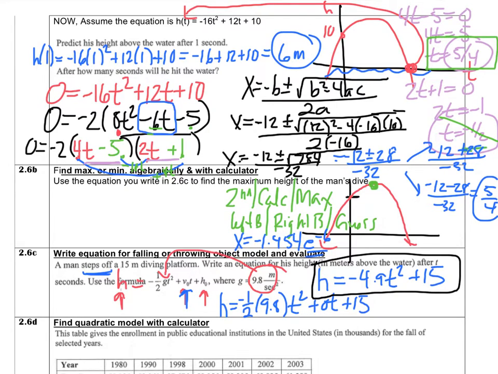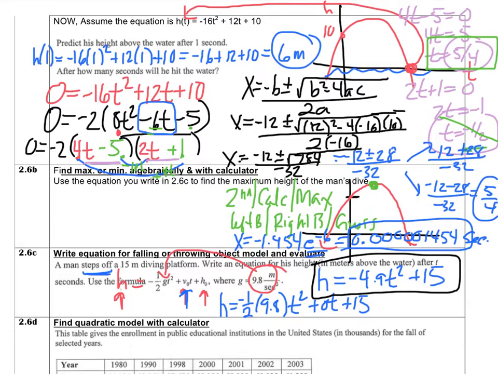So the actual answer here, the time, is going to be 0.000001454. So this is an incredibly quick jump in order for him to meet his maximum height. And by the way, that's in seconds.